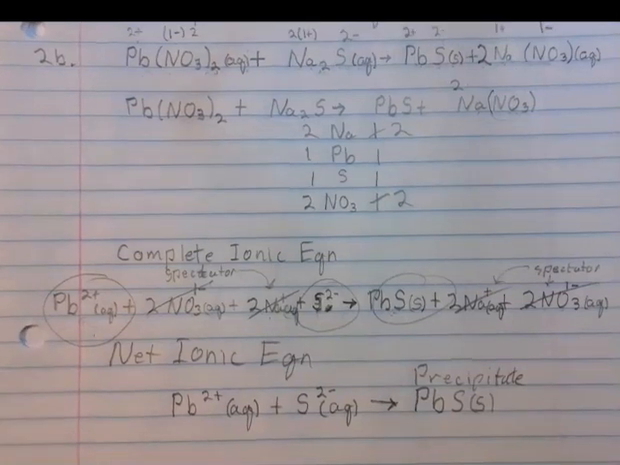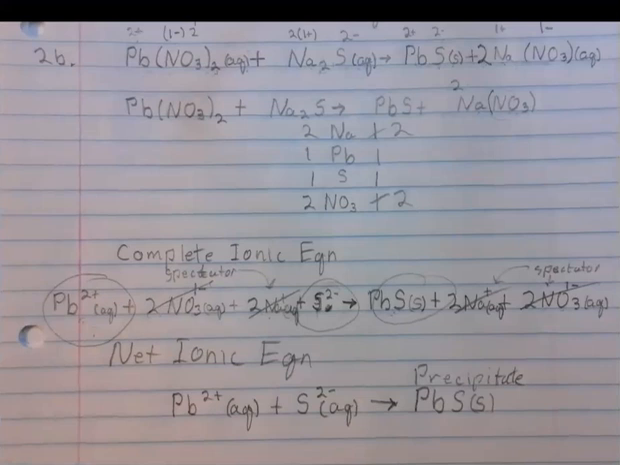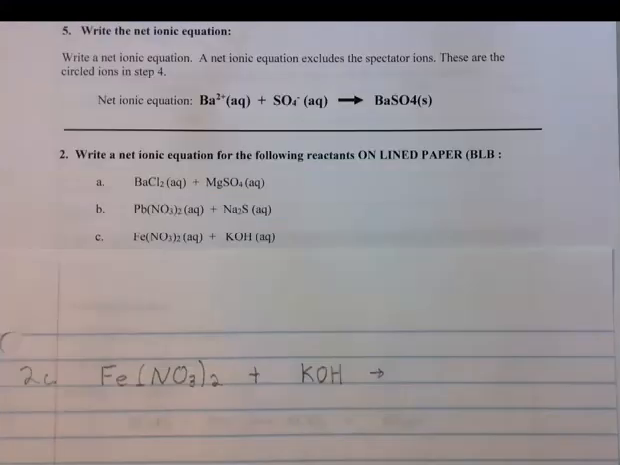Okay, and that's that. That's how you do that. Okay, here's our third problem. It's iron nitrate, and that is being joined with potassium hydroxide.